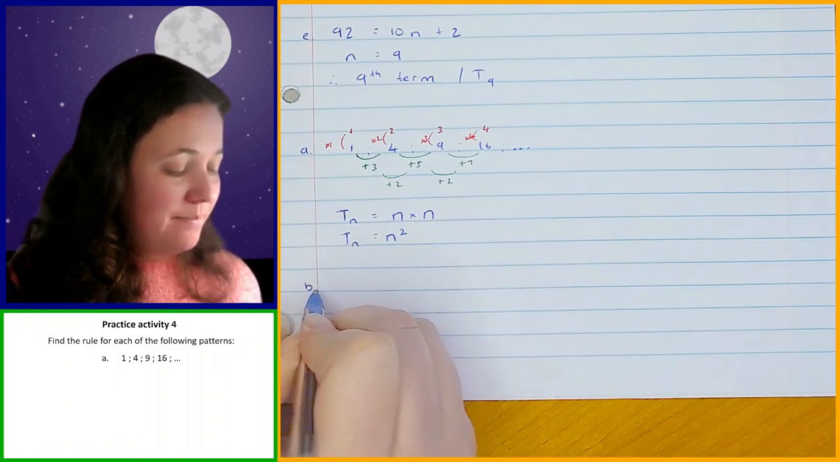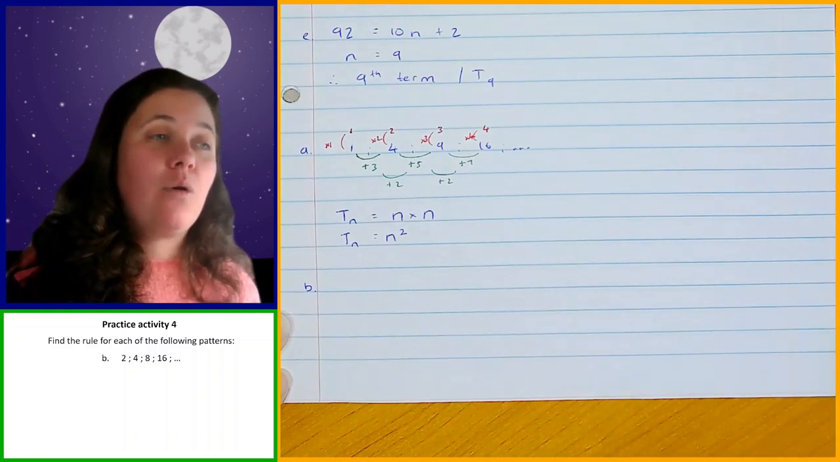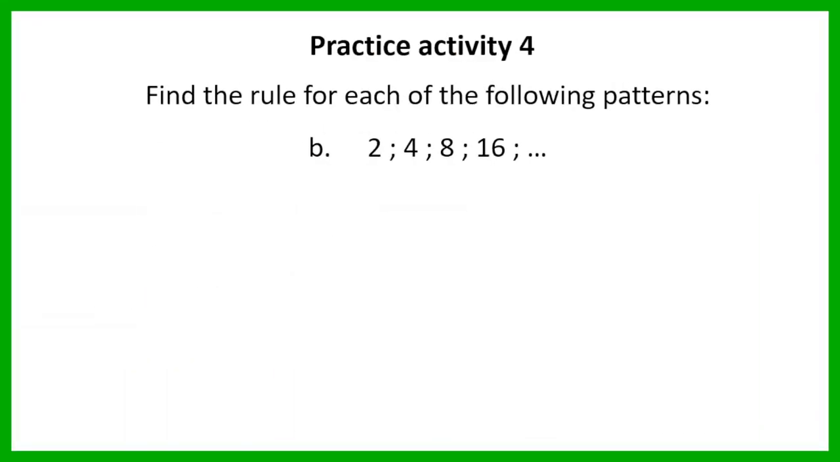Question B. Now, this is also a tricky one. It's different. Okay, so for question B, here you've got the pattern 2, 4, 8, 16. Now let's see if you can figure out what this one is. I'm going to give you 2 minutes for this one again.